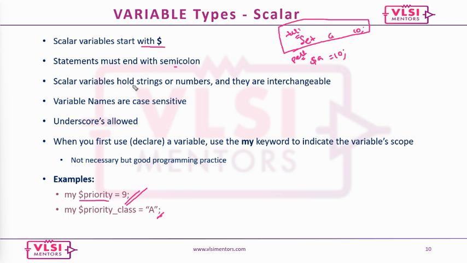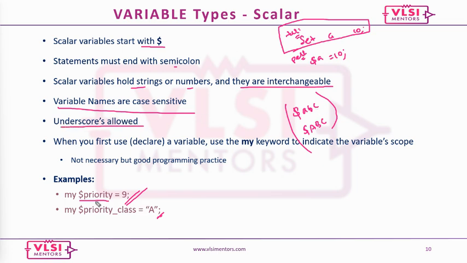Scalar variables can hold strings and numbers, and they are interchangeable. Next, variable names are case sensitive. For example, $ABC and $abc are two different variables, so they are not the same, and you have to be very careful. As a practice, I normally follow small case. When I write a lot of code to automate things, I always use small letters so that it is easy to remember whether I used capital A or small b, capital C, and so on.